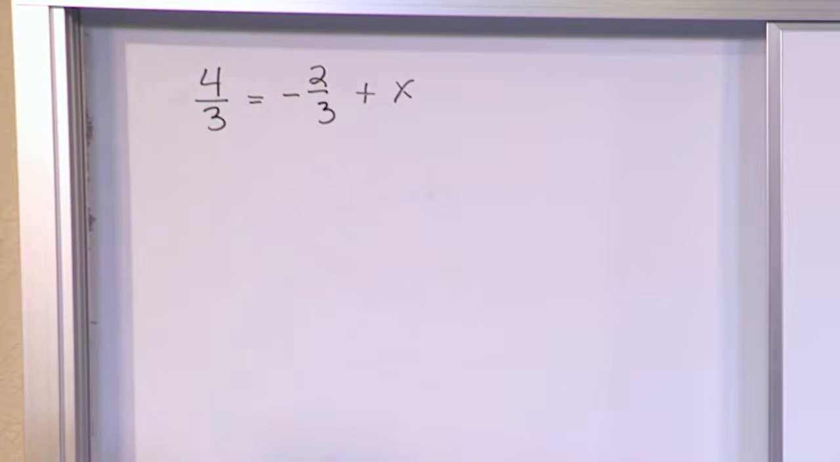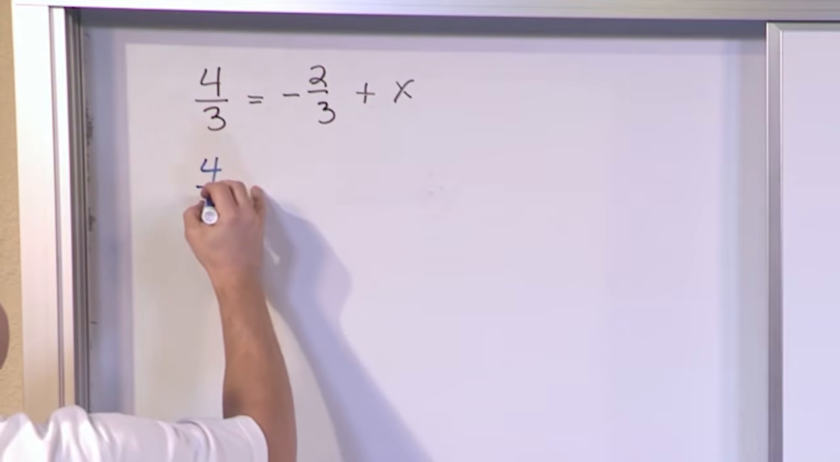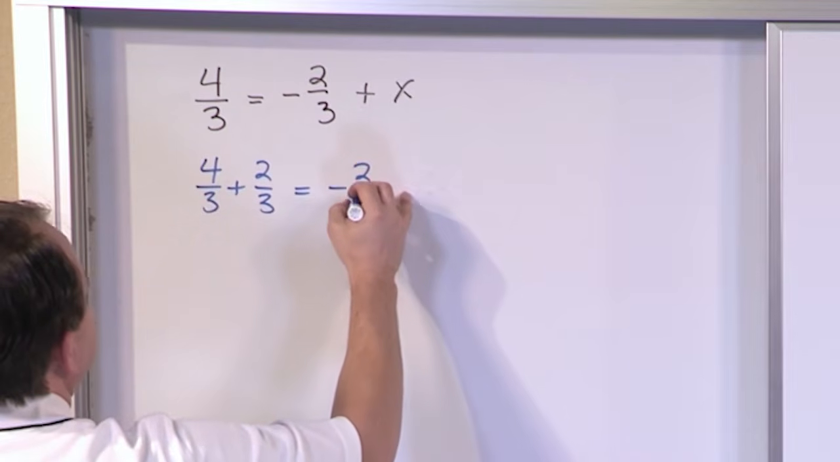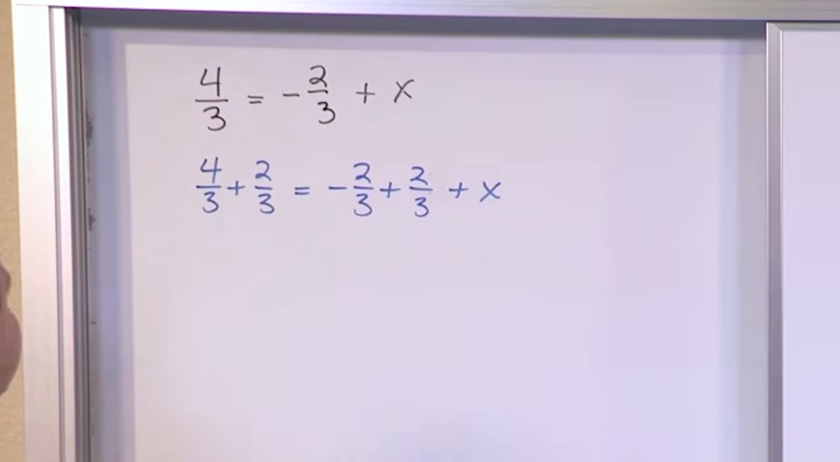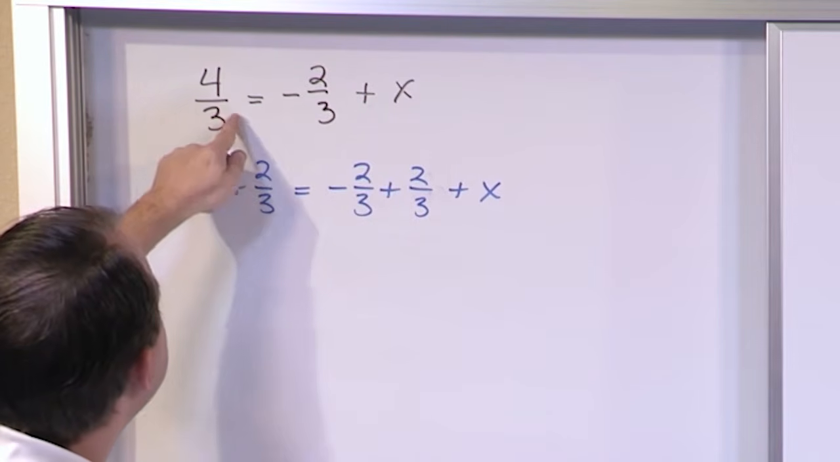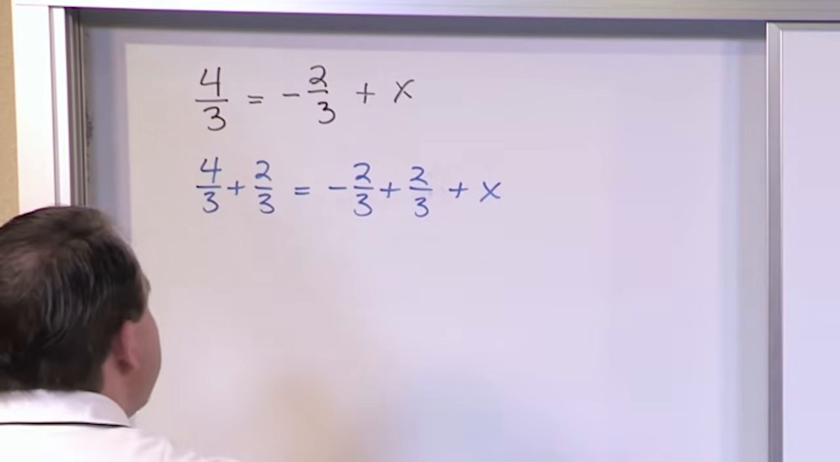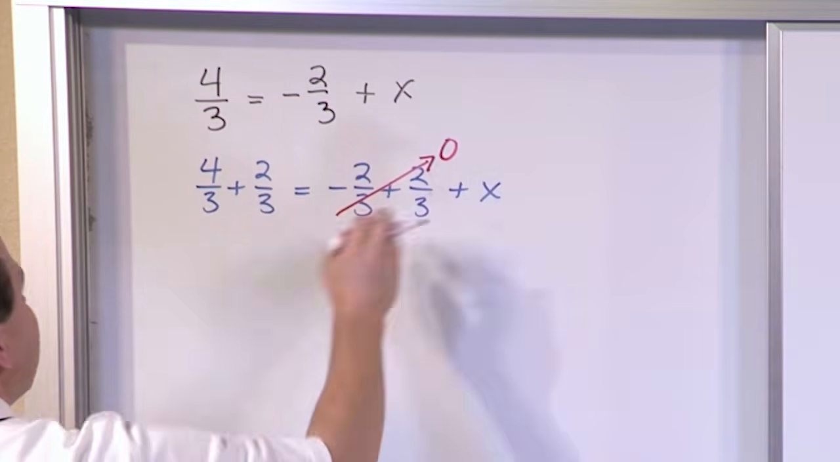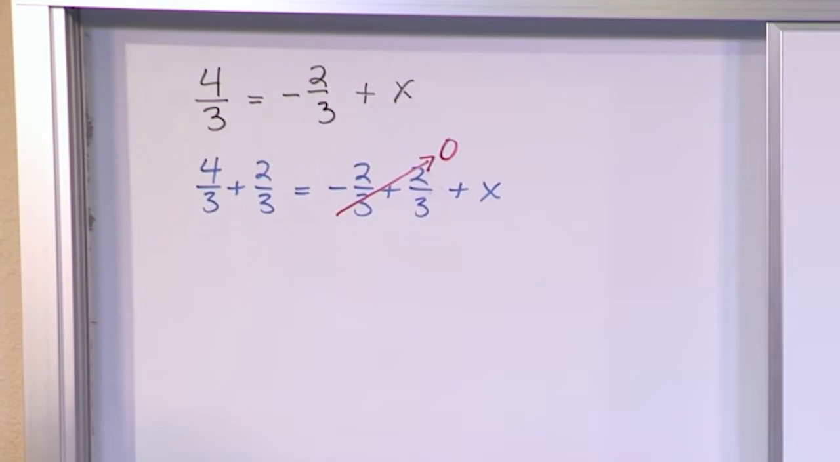So even though this problem looks more complicated, it's not. You're applying the same thing. What you want to do is add 2/3 to both sides. So you have 4/3 on the left. You need to add 2/3. On the right, you have negative 2/3, and we're adding 2/3 to that. Of course, we have our plus x. The only difference between this and this is I've added 2/3 to both sides. And the reason I've added 2/3 to both sides is because negative 2/3 plus positive 2/3 is 0. I'm trying to get x by itself.